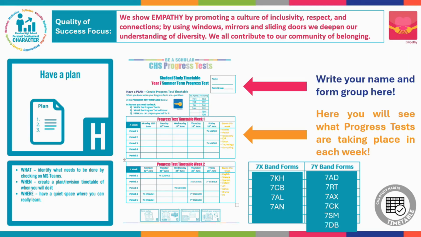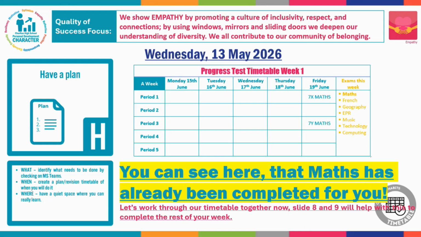Okay, so if we start there, that'll be really helpful. So let me just go through that again. So you can already see that maths has been plotted for you. You need to put in whether you are in 7X, highlight Friday period 1. If you are in 7Y, you need to highlight Friday period 3. And that will happen in the first week of progress tests. So just underline, circle, whatever works best for you, star which one belongs to you.